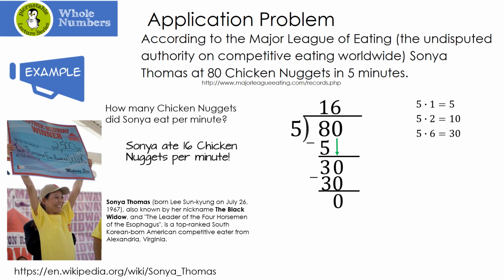Let's check it. 5 times 16 is 80. How did I figure out Sonia ate 16 chicken nuggets per minute? Let's look at our multiplication. She has 5 minutes, and she ate 16 per minute is 80 chicken nuggets. Wow!